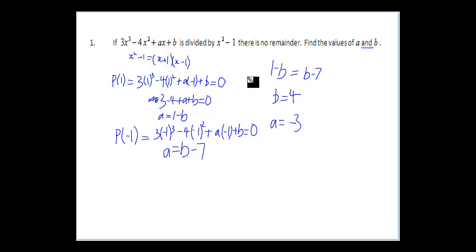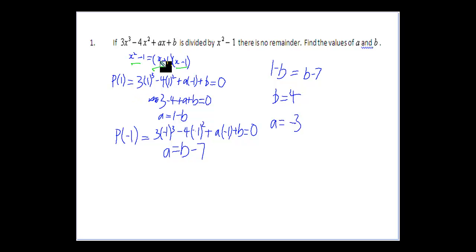So some more problems using the factor and remainder theorem. We look at the first one. We're given that 3x cubed minus 4x plus ax plus b is divided by x squared minus 1 with no remainder. So we're dividing by a quadratic, but it's a quadratic that can be split up into two different linear functions, and using that idea to find a and b.